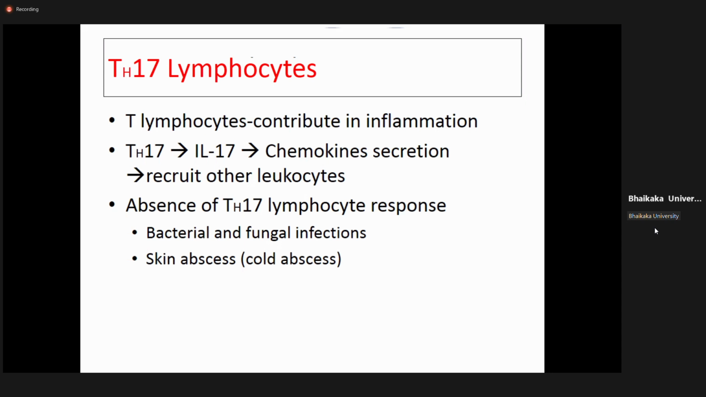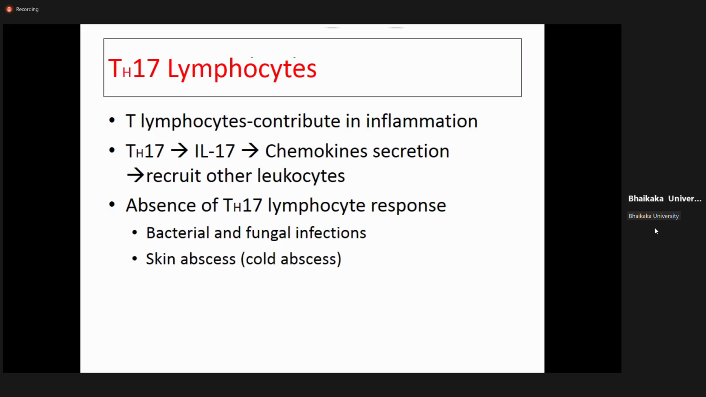The mechanism by which these T helper lymphocytes play a role is that T helper 17 lymphocytes produce interleukin 17. And this interleukin 17 induces chemokine secretion, and these chemokines will attract other leukocytes and will help in the process of inflammation.